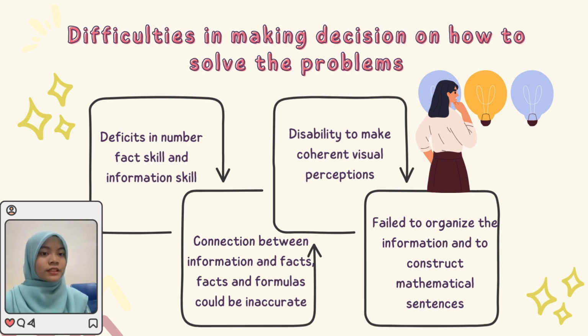And here are some difficulties that students might face in making decisions on how to solve the problems. The first one is students' deficits in number fact skill and information skill, or connection between information and facts and formula could be inaccurate, or student disability to make coherent visual perception, and the last one is failure to organize the information and to construct mathematical sentences.